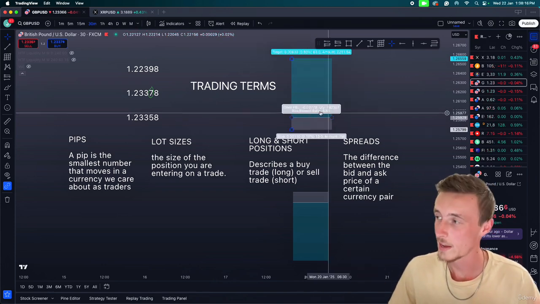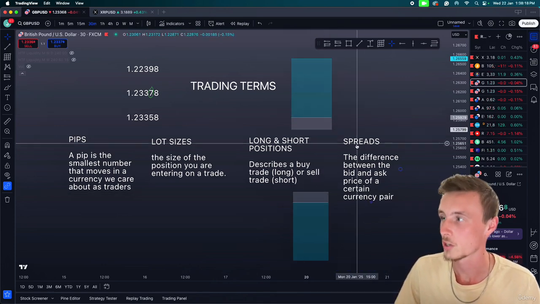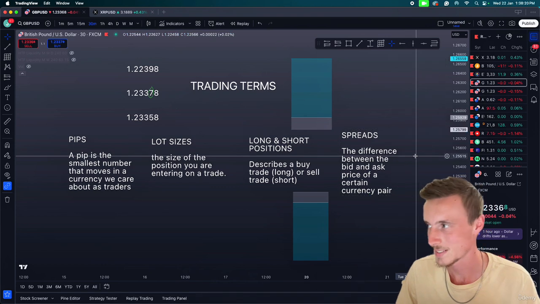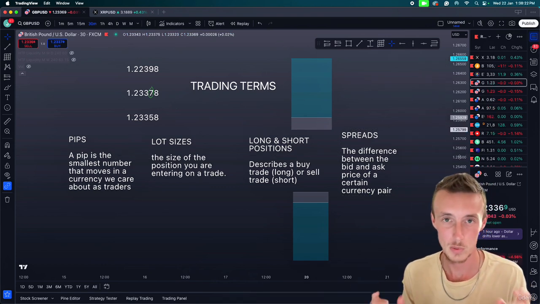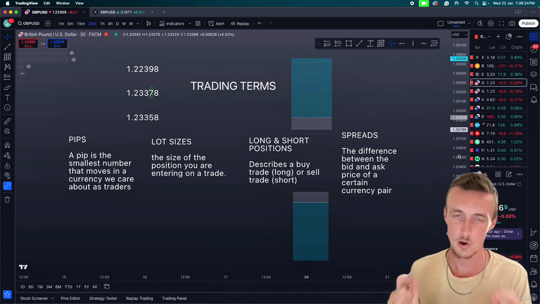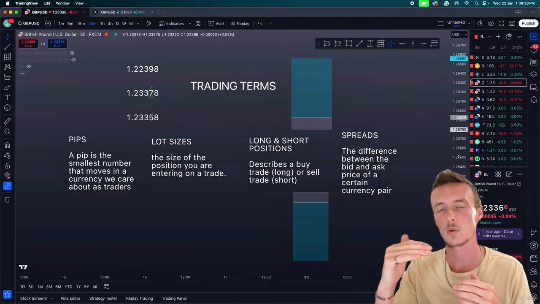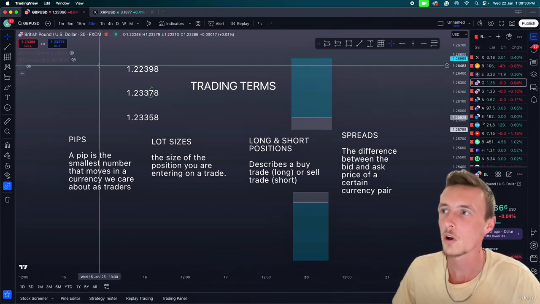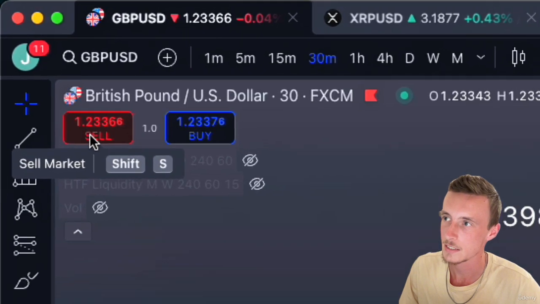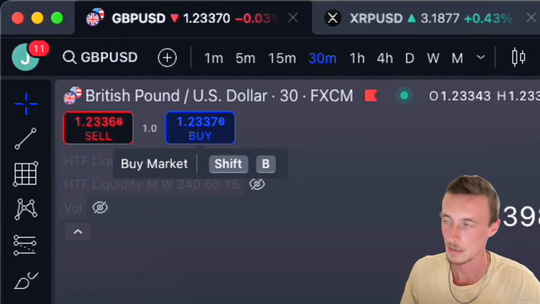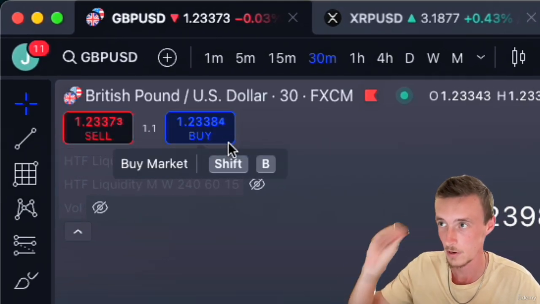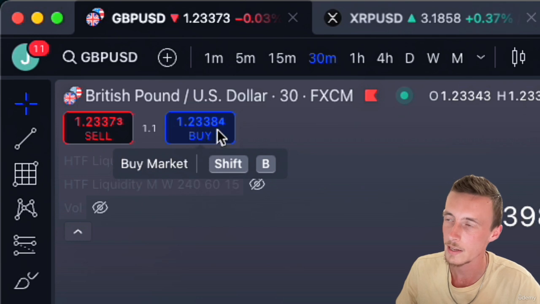As well, when it comes to entering either the long or the short position, we have what is known as spreads. Now, the spread is the difference between the bid price and the asking price of that certain currency. Basically, the bid and the ask price is the buying point and the selling point. If we take a look over here, you can see that there is a sell button and a buy button. Obviously, I'm not going to be buying and selling in the market right now, but you can also see that it has a price point.